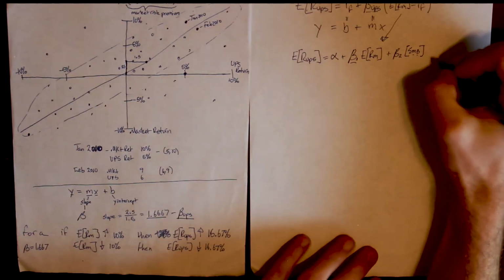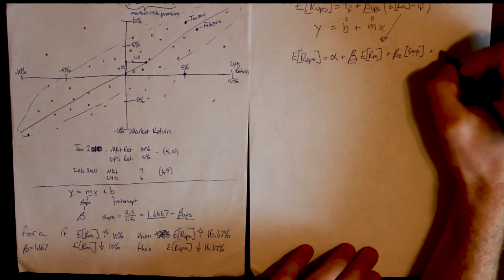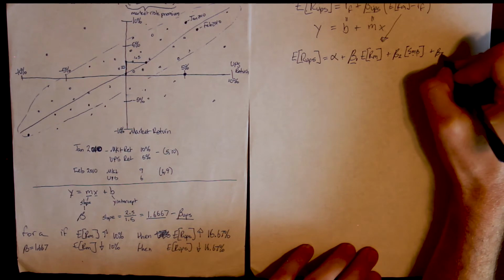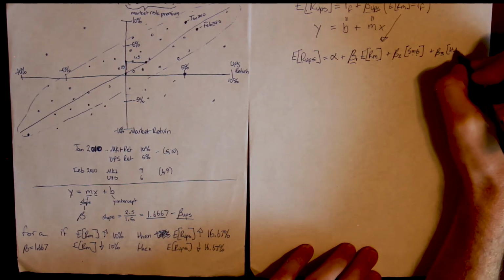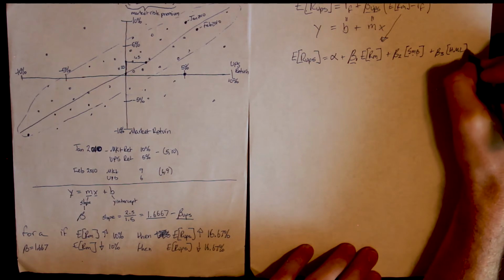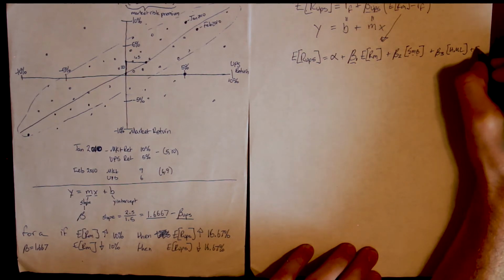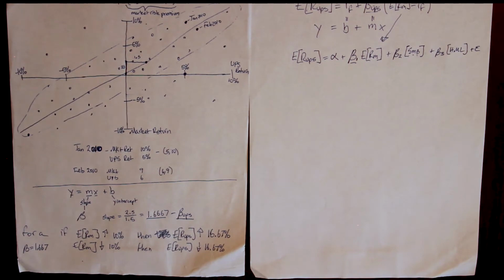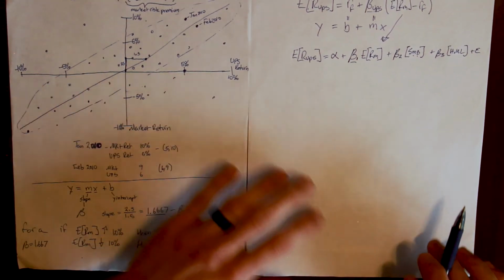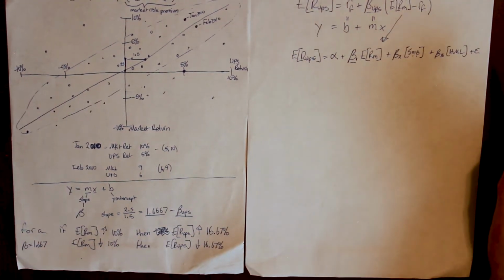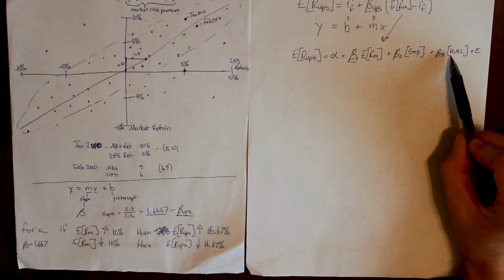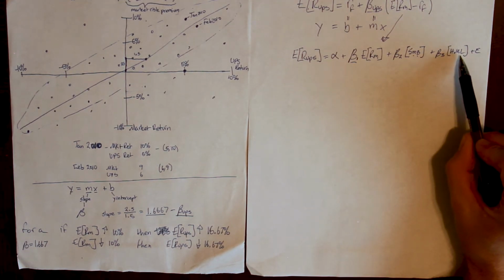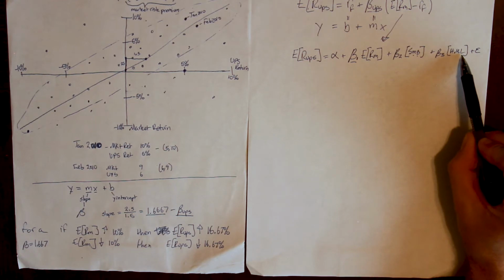Okay? And then we've found another one. This is called the Fama French 3 factor. And so the third factor is the high minus low portfolio, plus some error term, where the high minus low portfolio is the difference between a portfolio of high book to market firms minus a portfolio of low book to market firms.